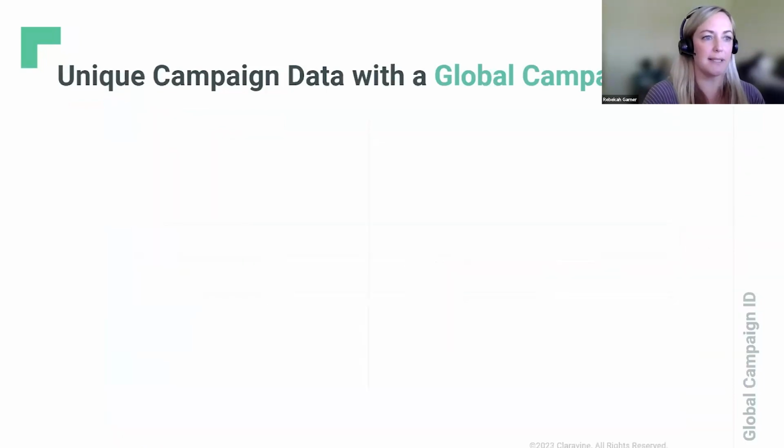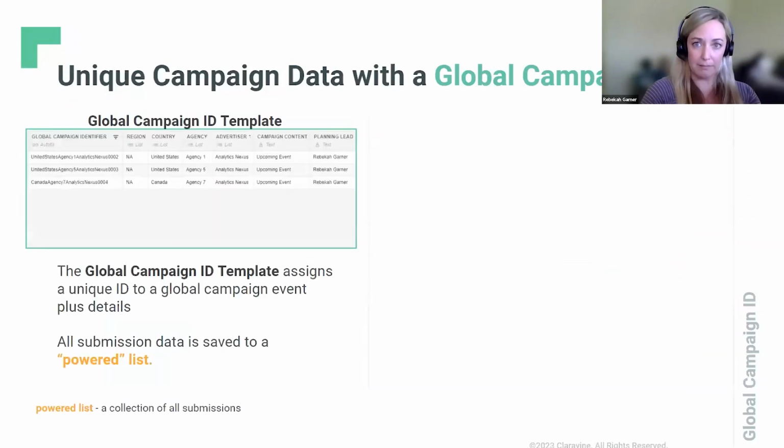Seeing this in a side-by-side view, template 1, of course, is the media planning team template where they are filling in their fields that are required to create the global campaign and add any extra metadata. Like I said, when they click submit, Clairvine automatically saves that data to a powered list. And if you're not familiar with a powered list, think of it as a collection or a library of all the submission data created on this template. So now it's easily referenced in other templates as a list.